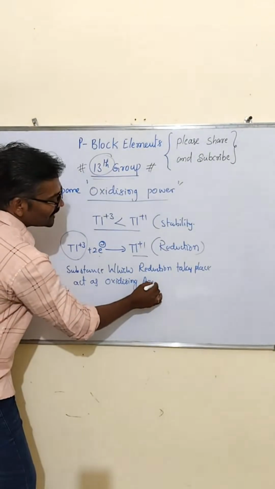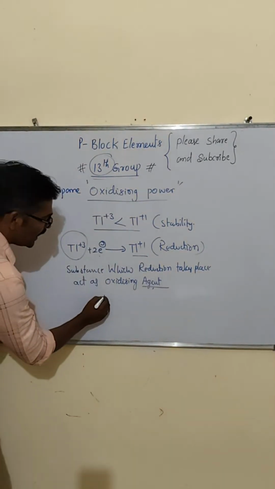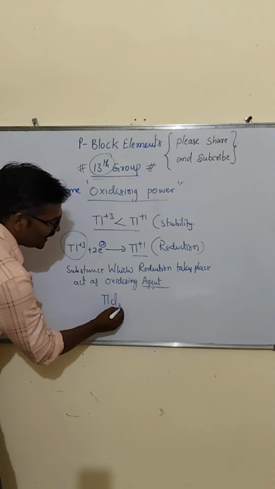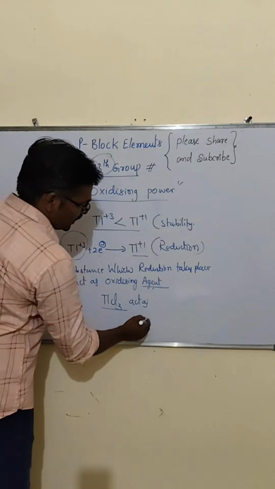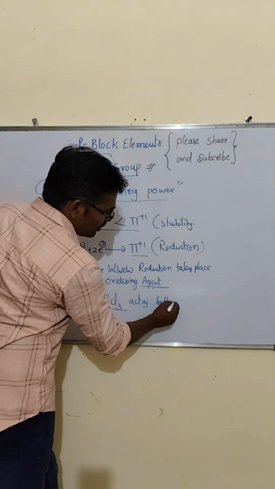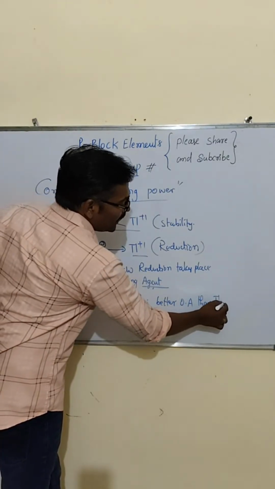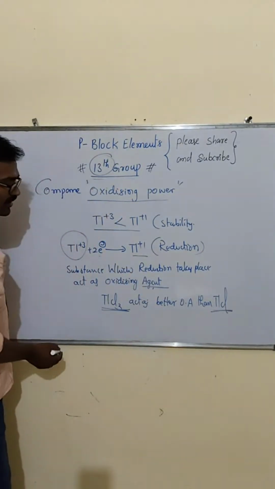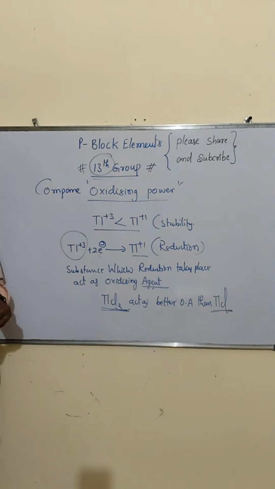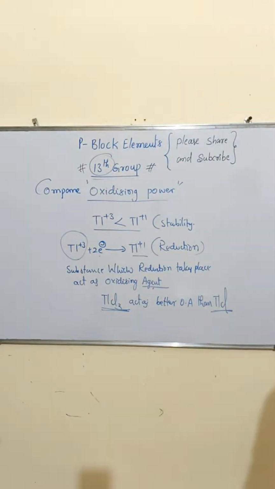Oxidizing agent. Clear, my dear students? So TlCl3 acts as a better oxidizing agent than TlCl. Okay, clear? Understand all of you? Yes. Let's note down the comparison of both.